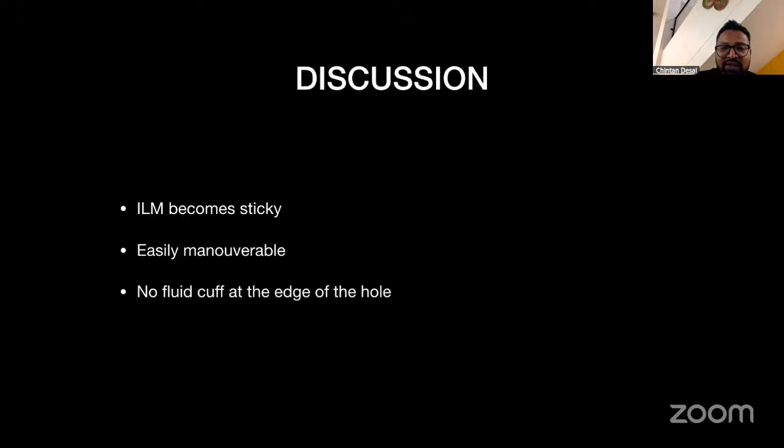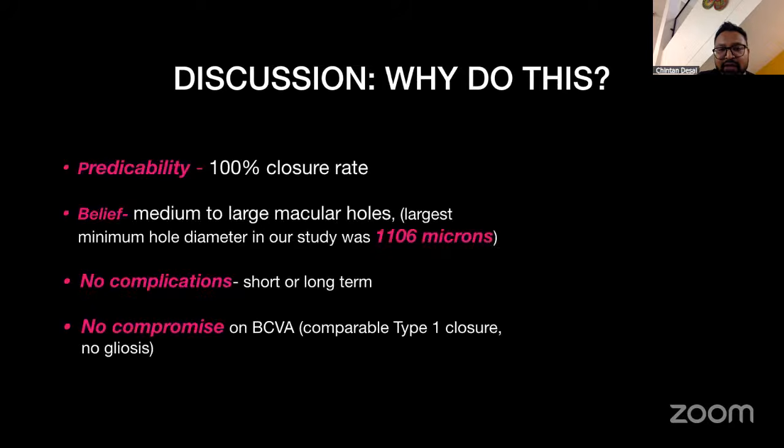So the pros of this technique are that the ILM becomes very sticky, it is easy to maneuver, and there is no fluid cuff at the edge of the hole which might displace the flap later. So this gives us predictability, 100% closure rate for medium to large macular holes. The largest we've operated is close to 1600 microns, and there have been no complications noted. The BCVA, which I have not included in this study, has also been comparable in both the groups.